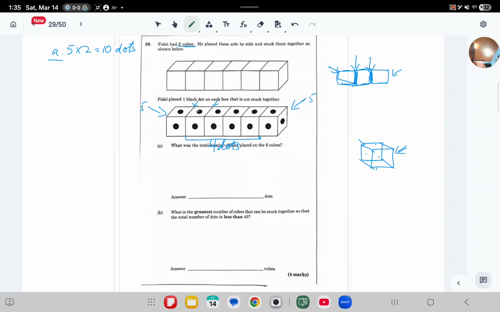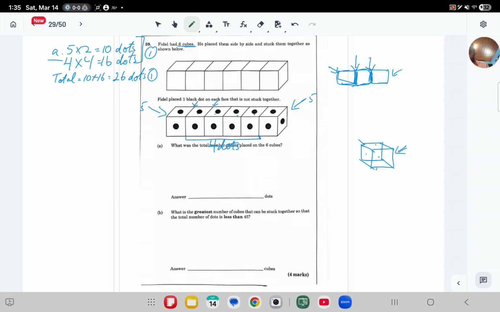And then if it's 6, we have 1, 2, 3, 4 in between. So 4 cubes, 4 dots multiplied by 4 cubes, which is equal to 16 dots. Alright, and then we just add up those. 10 plus 16, which is equal to 26 dots. 1 mark, 1 mark.